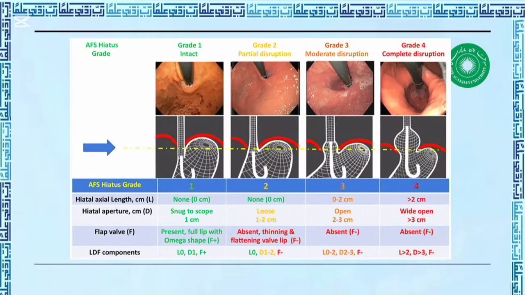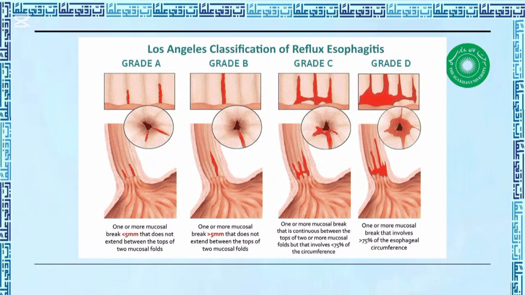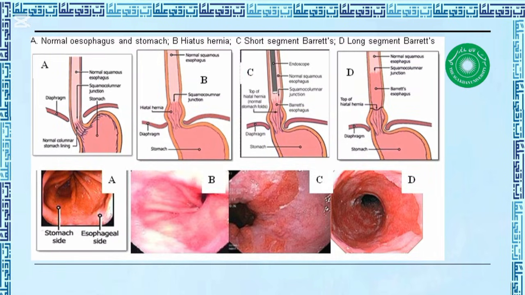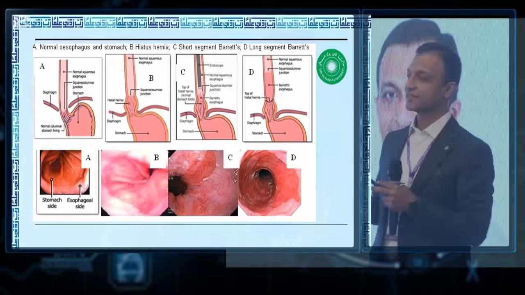This is the Hill classification. Basically, it tells us how snugly the gastroesophageal junction and the angle of His fit around the esophagus on retroflex view, and it goes from grade 1 to grade 4. Then there is the degree of esophagitis which may be present, Los Angeles classification, then Barrett esophagus may be present, short segment or long segment, and the patient will need appropriate surveillance for these conditions as well.